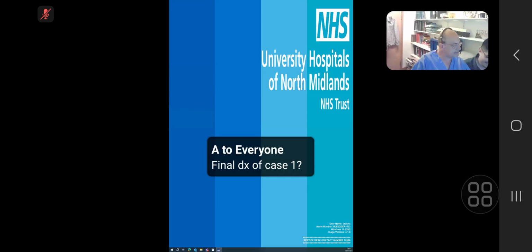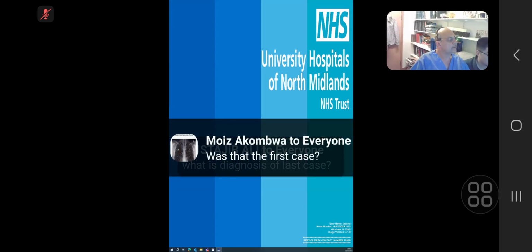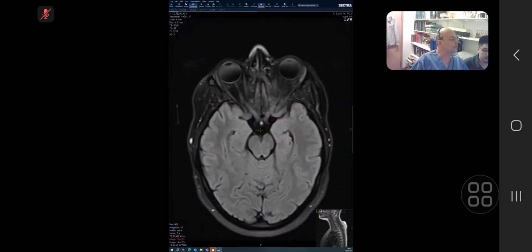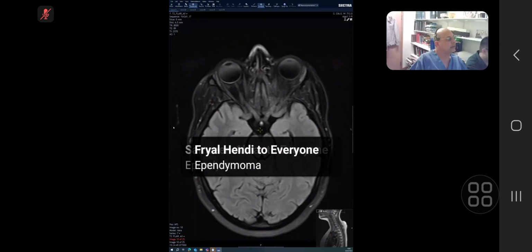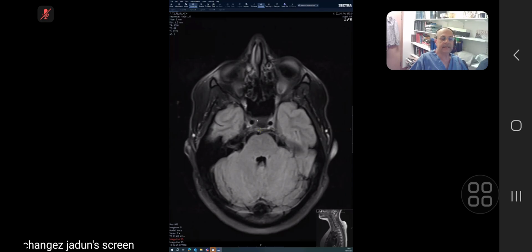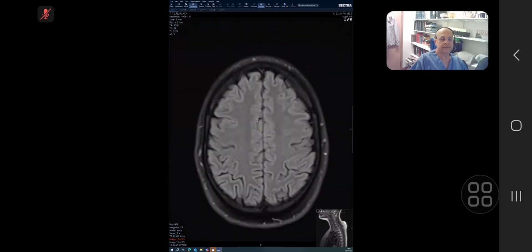Okay, so the next case is a case which has the history of a patient with progressive mobility worsening, numbness initially to the feet, going to the waist, and now involving both hands. And that's the MRI. It's a brain and a cervical spine MRI, and the brain images.